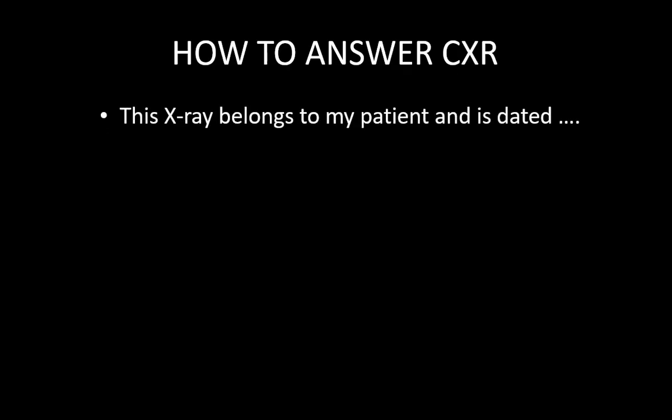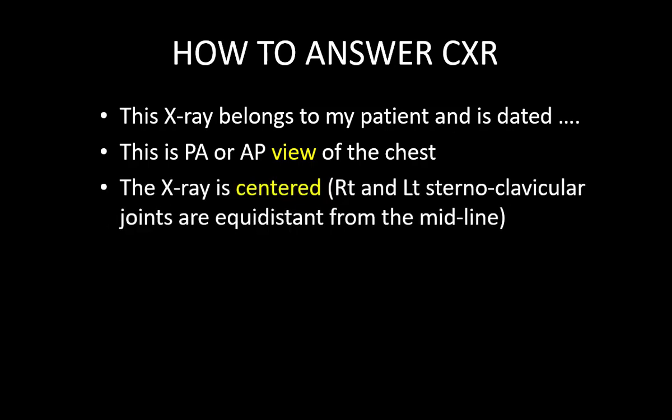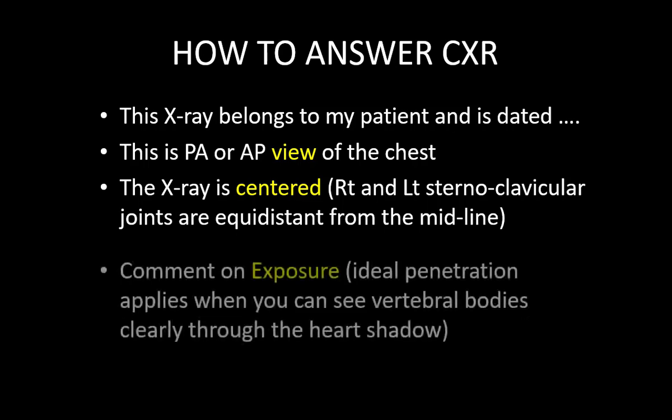So a little about theory, how to answer chest X-rays. You have to say that this chest X-ray belongs to my patient. You have to name the patient and mention the date also. Then you have to tell whether it is a PA view or an AP view, depending upon the characteristics of the X-ray. Then whether it is central, and you know whether it is central or not, you look at the right and left sternoclavicular joints, which should be equidistant from the midline.